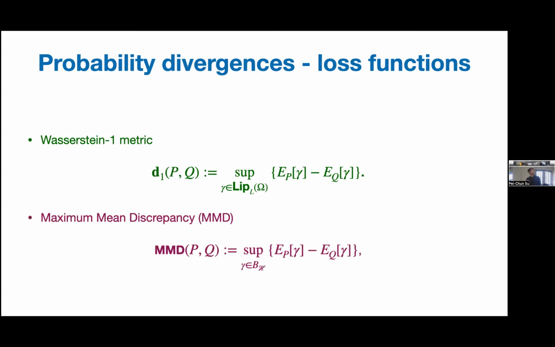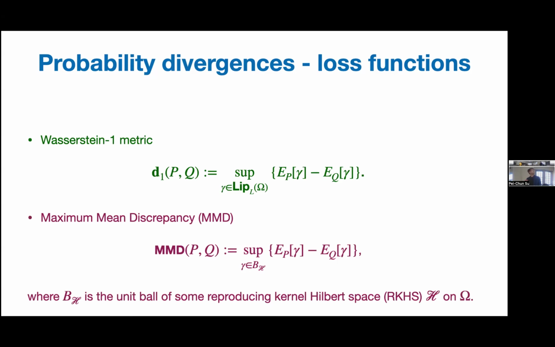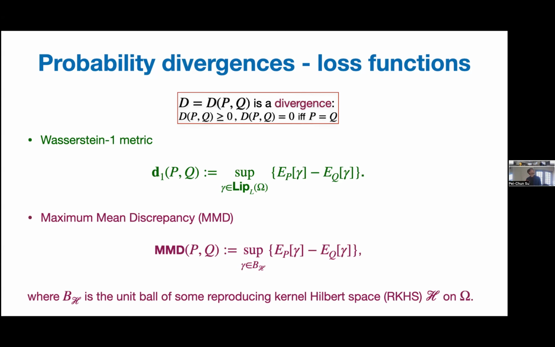And another class of divergences is the so-called MMD. It's the kernel-based method, where the test function space is the unit ball of some RKHS. So it depends on the choice of the kernel, right? Okay, so the generic property of the divergence is that the divergence between any pair of distributions is always non-negative and is equal to 0 if and only if P and Q are the same probability measure.